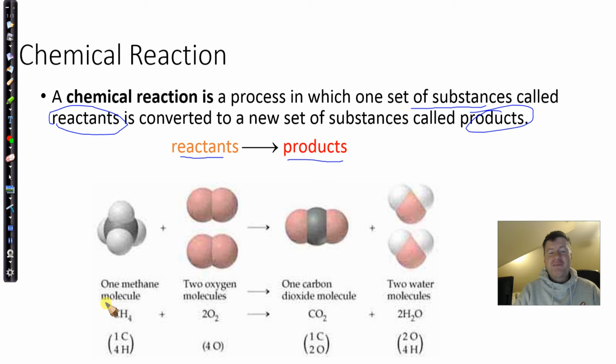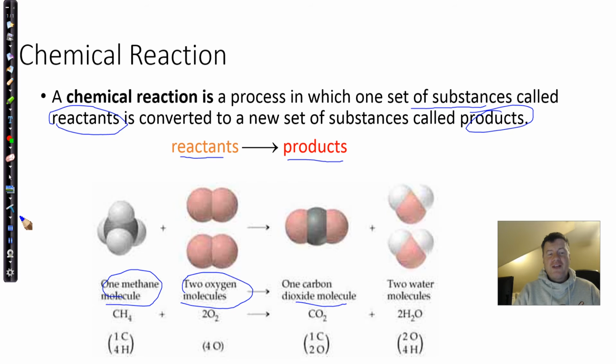Here's just one example. Here's a methane, it's really a compound, a methane compound here, and we have oxygen molecules. If those are put together under the right conditions, notice what happens. The pieces here rearrange. So we get one carbon dioxide molecule. So here we have carbon and oxygen, and we get two water molecules.